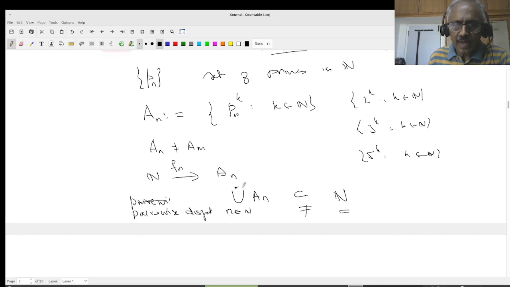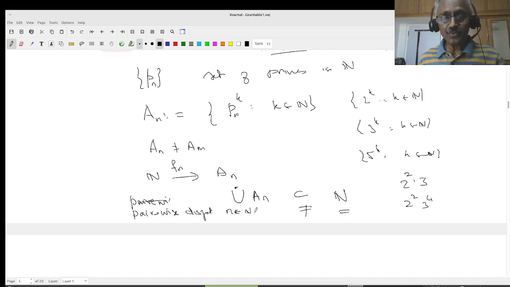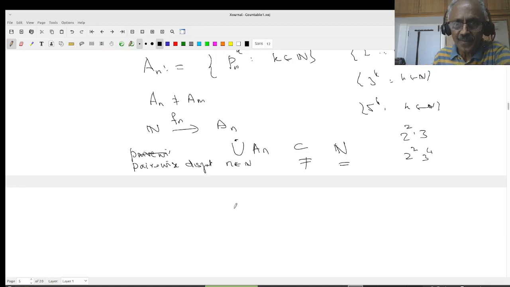And this union is proper because if I were to take something like 2 squared into 3, or 2 squared into 3 power 4, these things are not going to be there in their union. So it is still a very small subset. So N has infinitely many subsets so that each one of them has the same number of elements as N. That is, each one of them has the same cardinality as that of N. Do you understand that? Okay, pause, review, proceed.